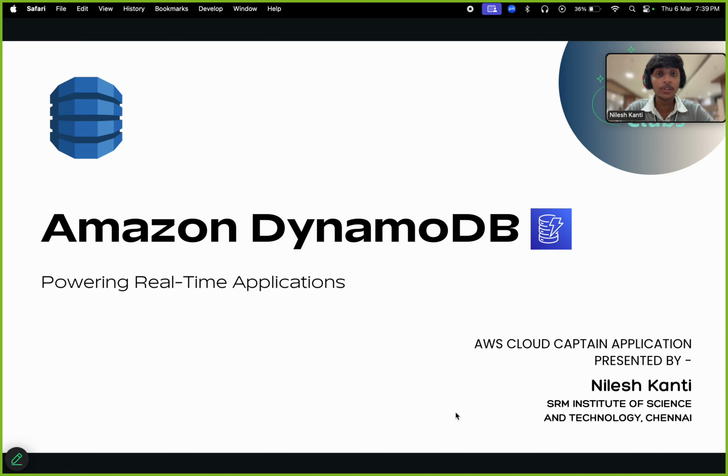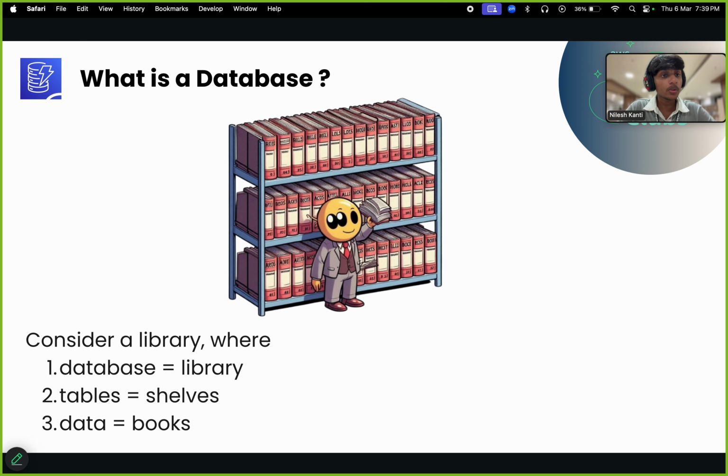Today I'll discuss one of the widely used Amazon services called DynamoDB. Before moving on to what DynamoDB is, let us understand what a database is. A database is a system in which we can store, retrieve, and organize our data and information.